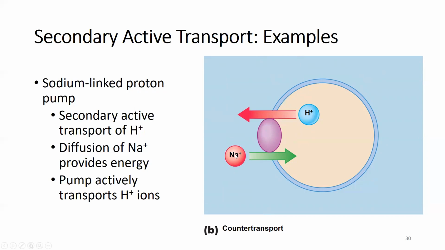So sodium, again, is moving along its concentration gradient, and that energy is being harnessed to fuel this pump to move hydrogen against its concentration gradient. Okay, so hydrogen is being actively transported out of the cell using the energy of sodium. And this is called counter-transport or the exchanger system.